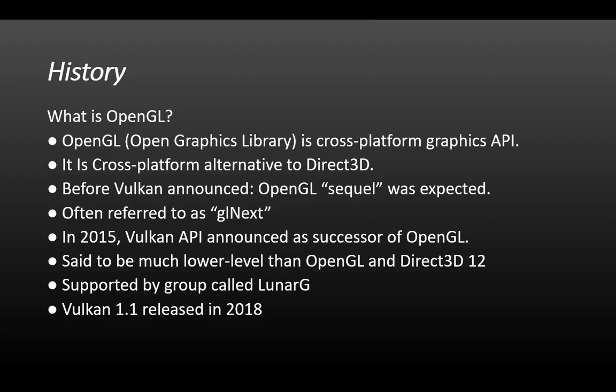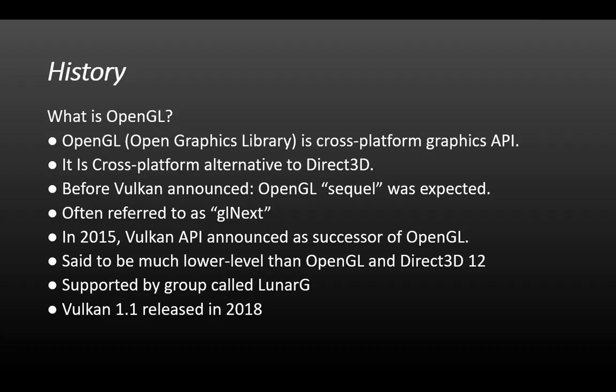It is very high level. It doesn't provide us more features. It doesn't let us control as much stuff as Vulkan does. So OpenGL is basically a cross-platform graphics API, exactly like the Vulkan API, as the Vulkan API is also a cross-platform API, and it is a cross-platform alternative to Direct3D.